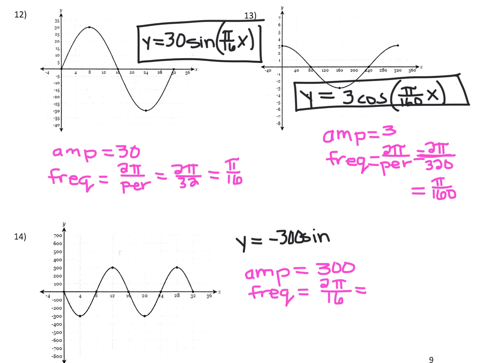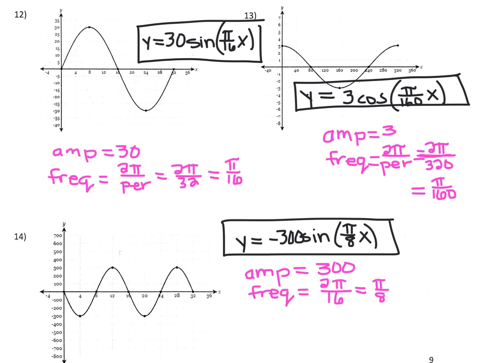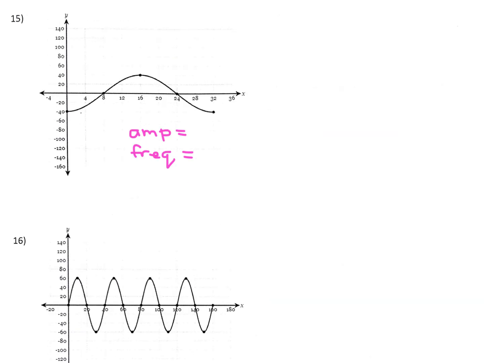And then since 2 over 16 simplifies to 1/8, this simplifies to 1 pi over 8, which is just pi over 8. All right, so let's put that in a parenthesis in front of an x, and that right there is our equation for number 14.